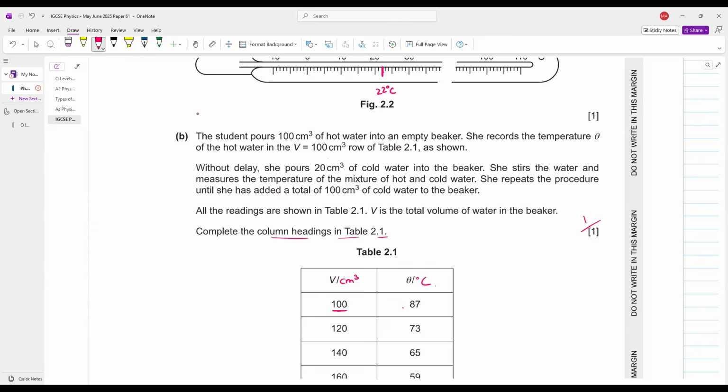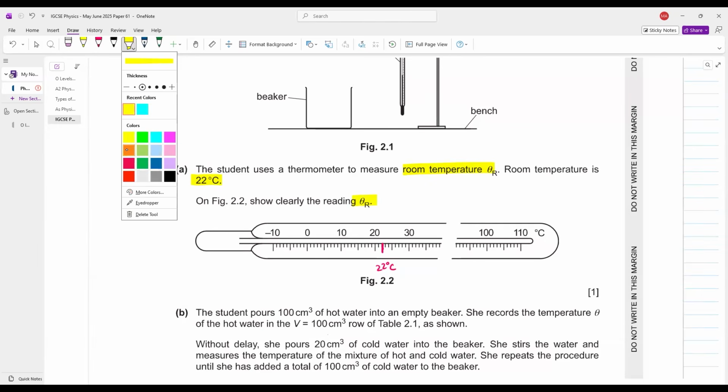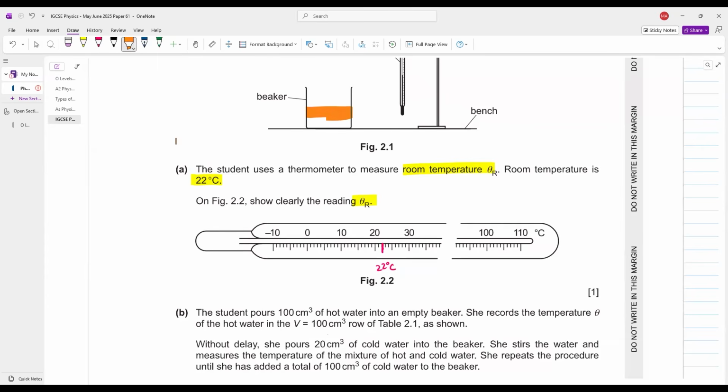Okay. So if I show you practically what the examiner is telling us, the examiner is practically telling us that we have filled the beaker with 100 cm cube of hot water like this. 100 cm cube of hot water. चलो आगे देखते क्या लिखा हुआ.